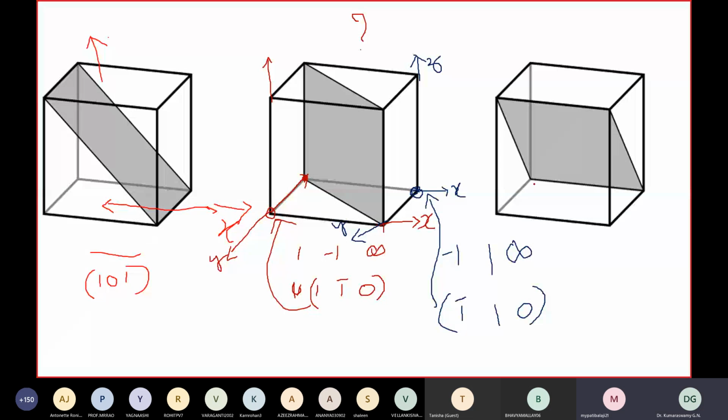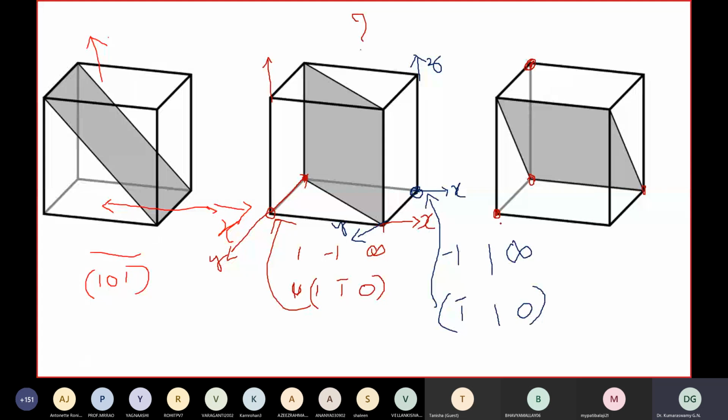Next, this one again. Generally we take this as origin, but again the plane is passing through this point itself, so we'll have to shift the origin. We cannot shift this side because the plane is there again, so we'll have to shift it in this direction. Either this one or this one. These are the two options generally we take. You can even take this one, doesn't matter.